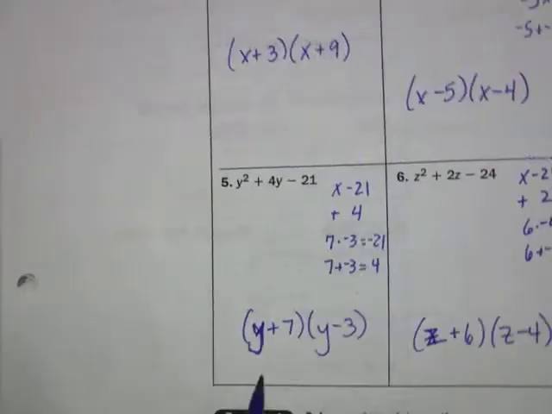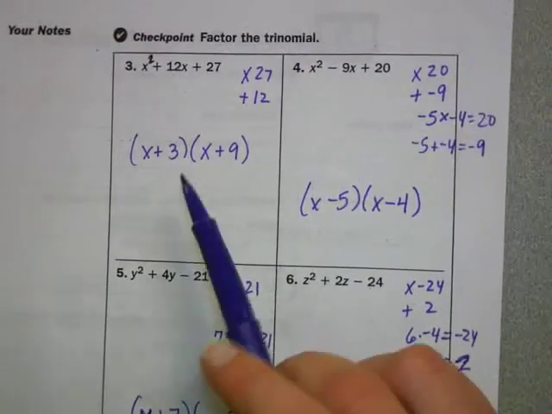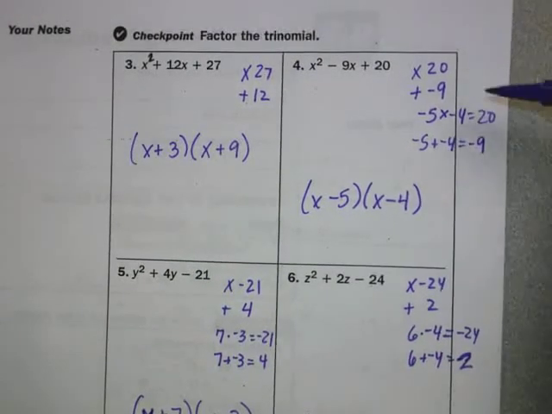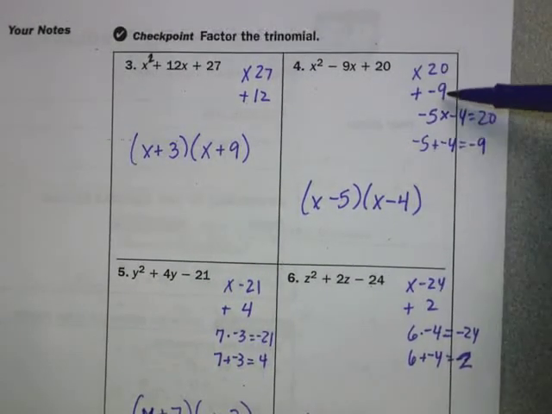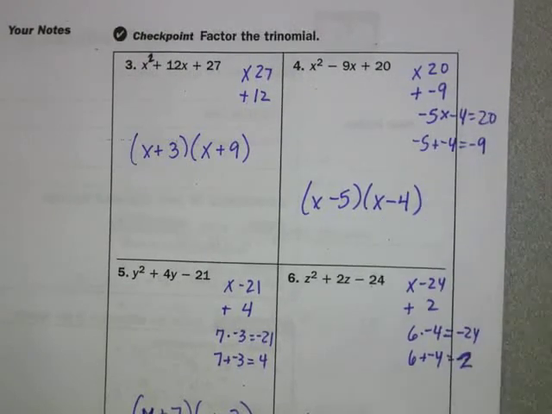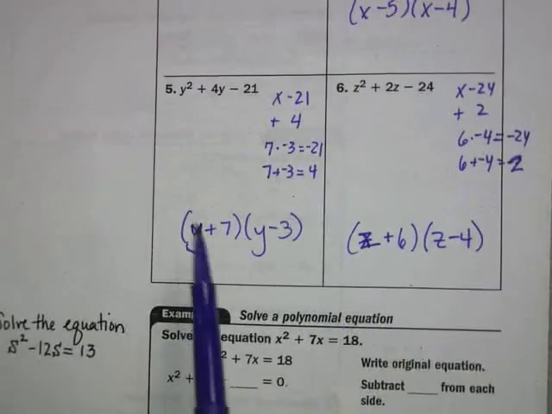Over here, x plus 3, x plus 9. Now it gets a little trickier, so I showed more work. What multiplies to a positive 20 but adds to negative 9? So it's negative 5 and negative 4. They add to negative 9. All right, y plus 7, y minus 3.